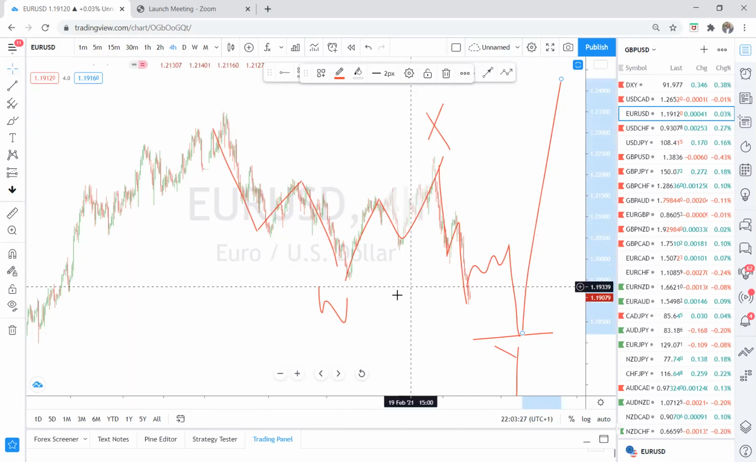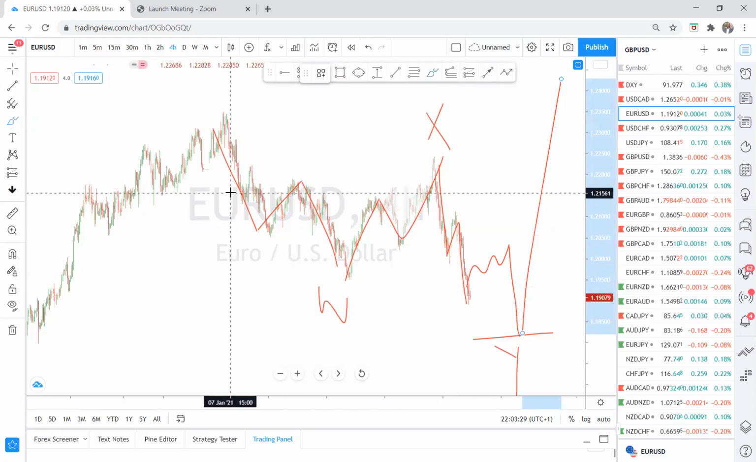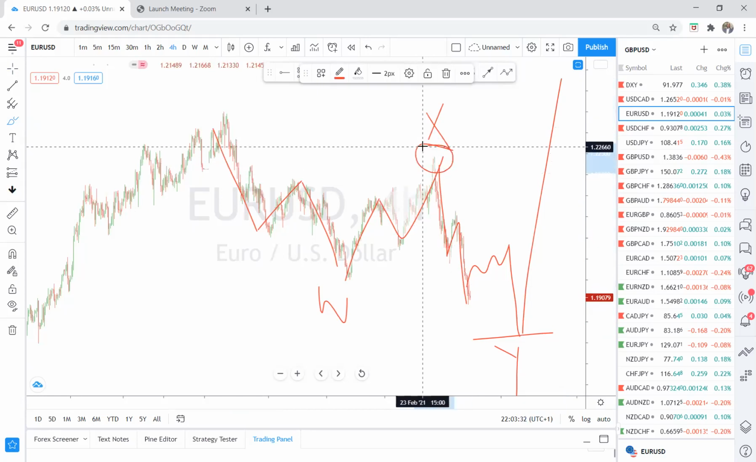At this level, I gave a setup on Euro USD for a move to the downside. You can see from our free Telegram group that we had this setup here. At this level, we gave a sell opportunity for DXY. At this level for this move, you can see it's playing out inch perfect.